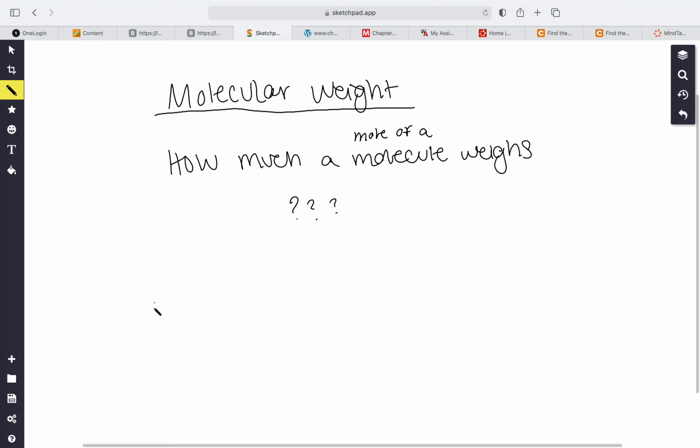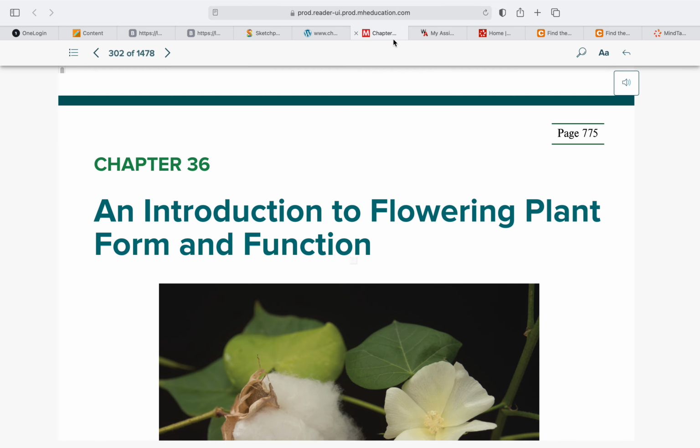So I'll give you an example of where it would come into play. Say you're asked how many moles are in 27 grams of water.